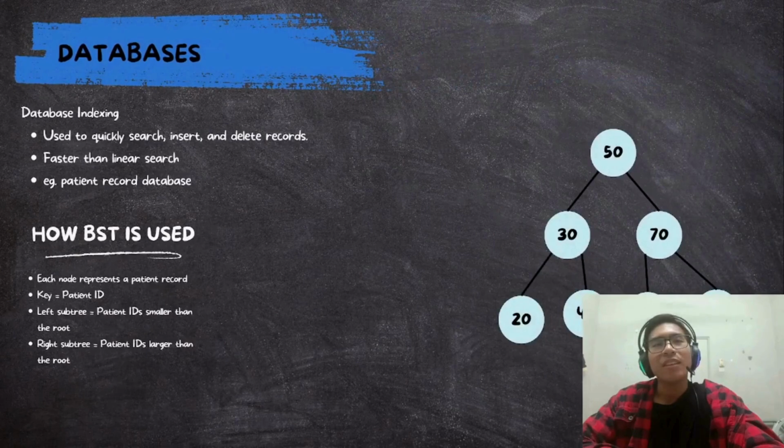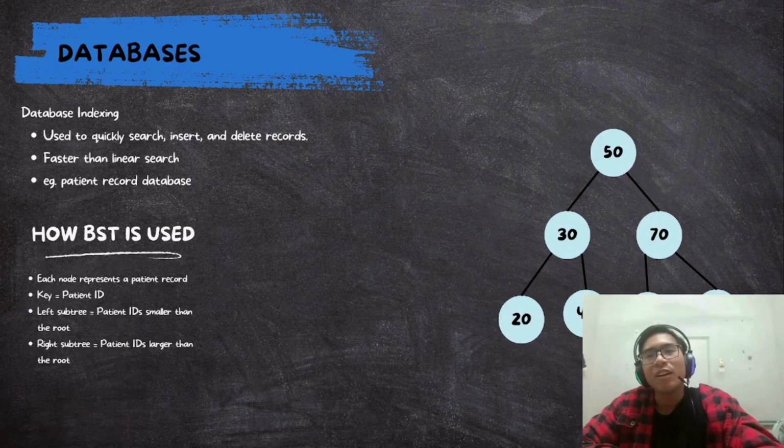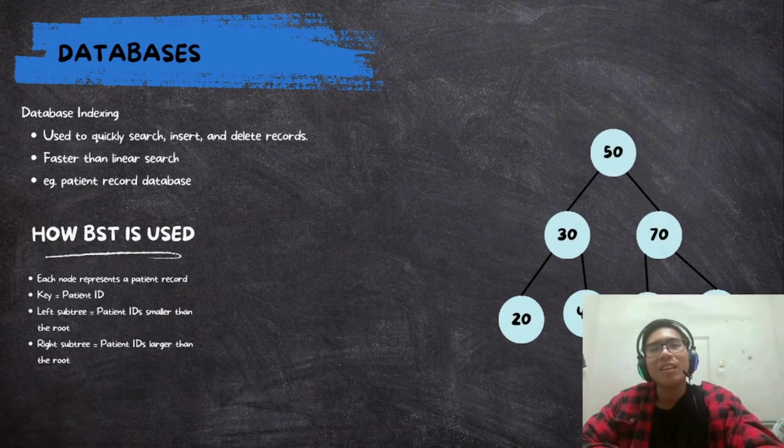Next are the databases. So for databases, these are used for quick searching, inserting and deleting of records. And usually they are faster than linear search. Now, databases, for this example, are like patient records. Now, why is it considered a BST, or how is it using a BST? Each node is used to represent a patient ID.